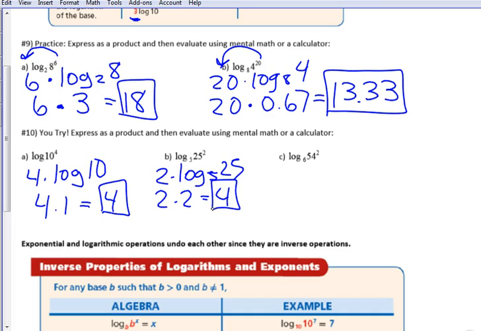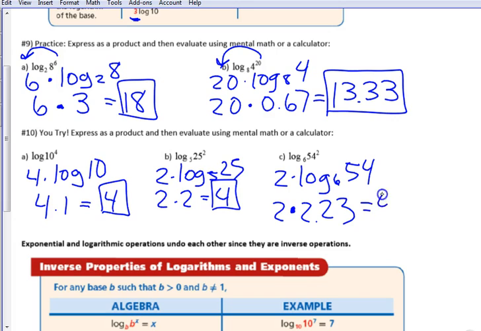Last one, part C. What did you bring to the front? 2. That's my exponent. 54. There we go. Log base 6 of 54. It's not a whole number, right? 6 raised to not a whole number is going to be my evaluation. So what did you get when you typed it in? About 2.23, 2.2. I'll take either one. We usually like to go to 2 decimal places, so I'm going to say 2.23. What is 2 times 2.23? About 4.45-ish.